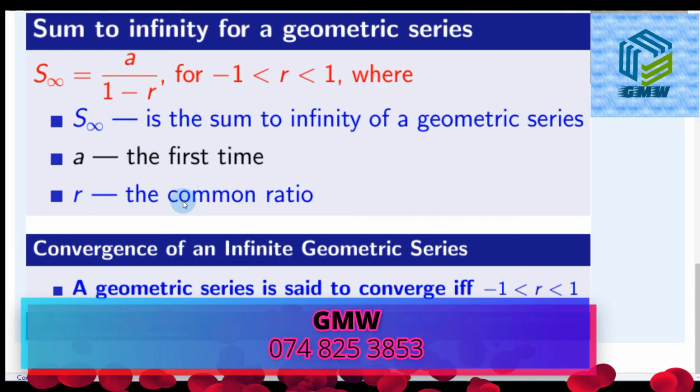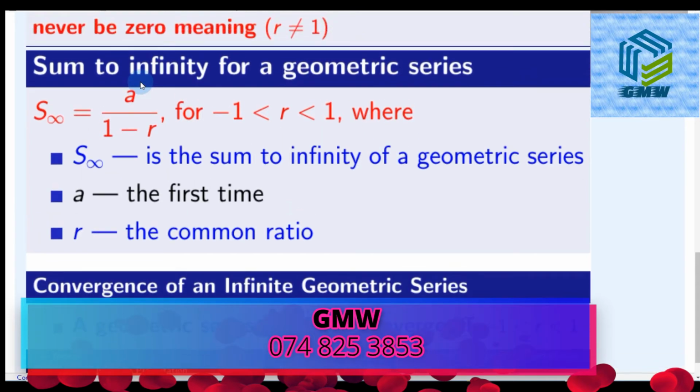There is also another thing, a convergence of an infinite geometric series. A geometric series is said to converge if and only if R is between minus 1 and 1. So in exams, once you see them asking you about the sum to infinity, it means your R that you should have calculated is supposed to be between minus 1 and 1. Otherwise, they cannot ask you something like this if the given series does not satisfy this condition.